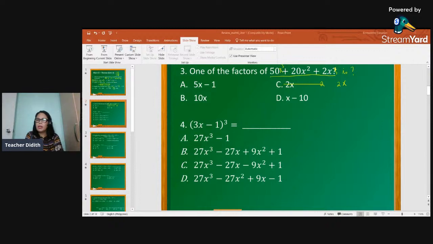Now, if the operation of the binomial is subtraction, the middle term and the last term will have a minus sign. So some of you answered D.